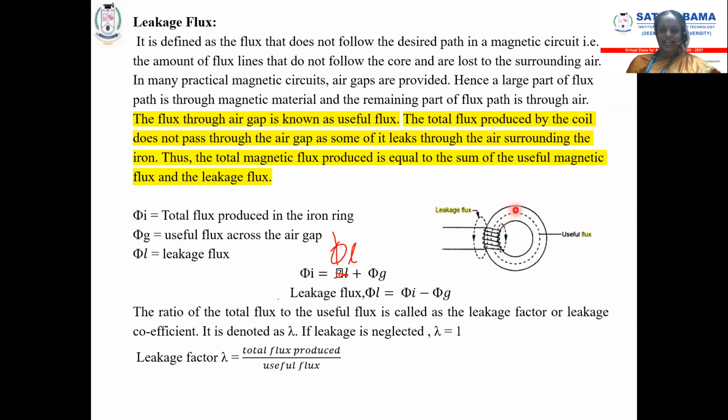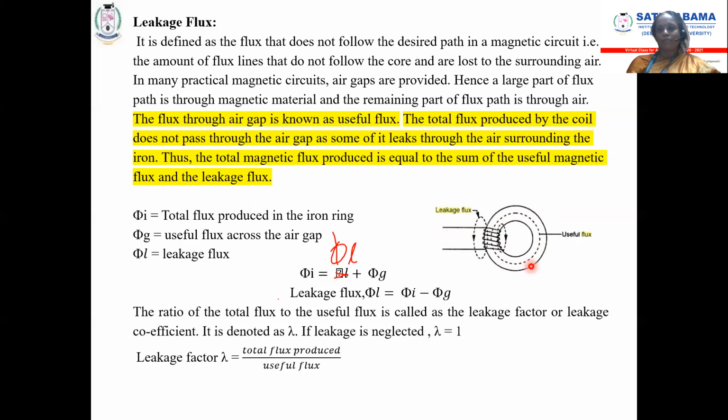Just see, it is an iron ring or any ring where the coil is wound around it, and I am passing current through the coil. So automatically the flux will be developed in the coil. This particular flux passes through the entire magnetic field. We all know, flux means what?